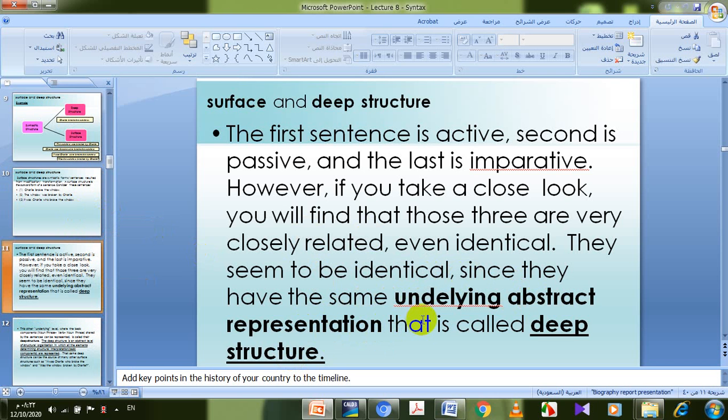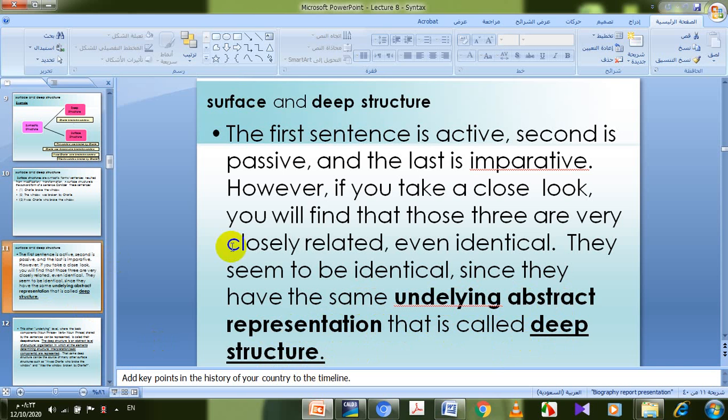So why do they seem to be identical? Because the three of them have the same underlying abstract representation. This is very important. They have the same underlying abstract representation that is called deep structure. So what is the deep structure? The underlying abstract representation, which is called deep structure.